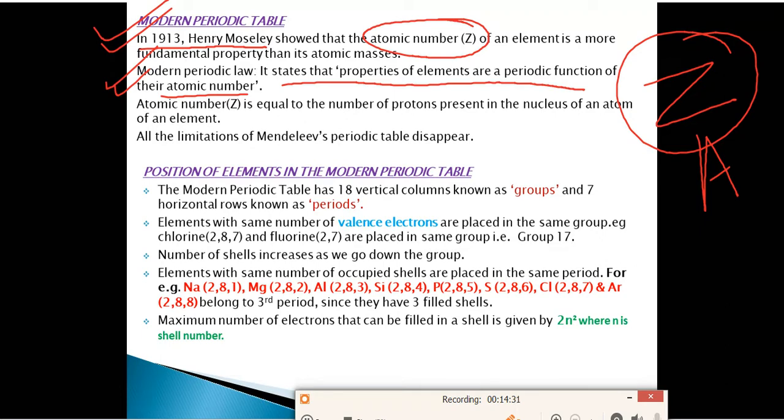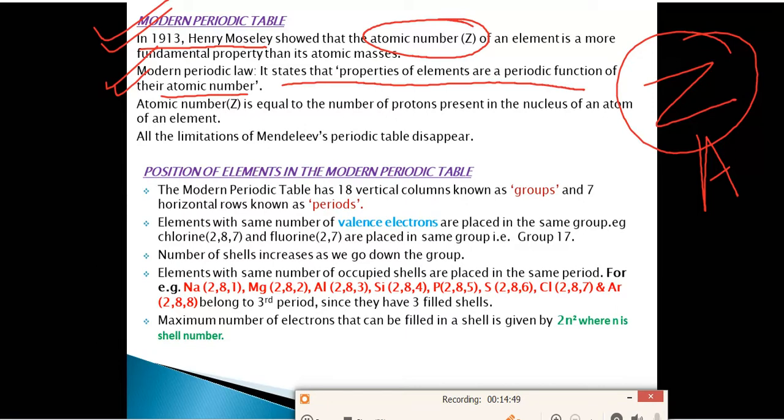Now what is atomic number? Atomic number is represented with a capital letter Z and is equal to the number of protons present in the nucleus of an atom of an element. How many protons are present in the nucleus? That is called your atomic number. And in an atom, always the number of protons is equal to the number of electrons.